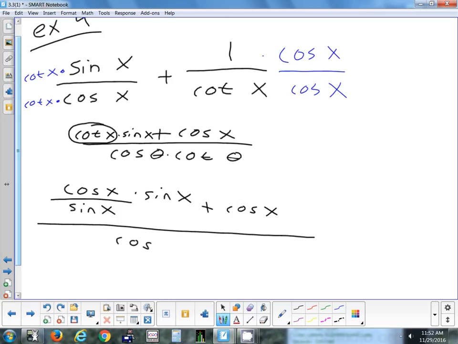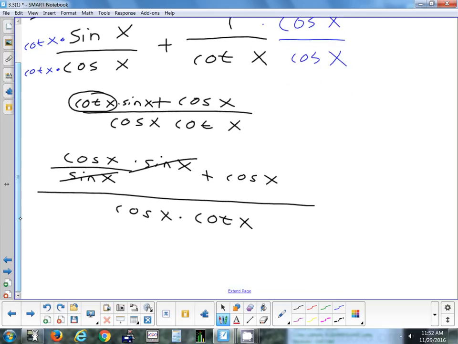Why did I start changing to theta? It doesn't matter what letter you use, but just use the same letter all the time. If you use x, that's fine. If you use theta, that's fine. If you use y, just keep it the same throughout the problem. So cosine x times the cotangent of x. What cancels out there? Yeah. Sine, sine. Sine in the bottom, sine in the top.